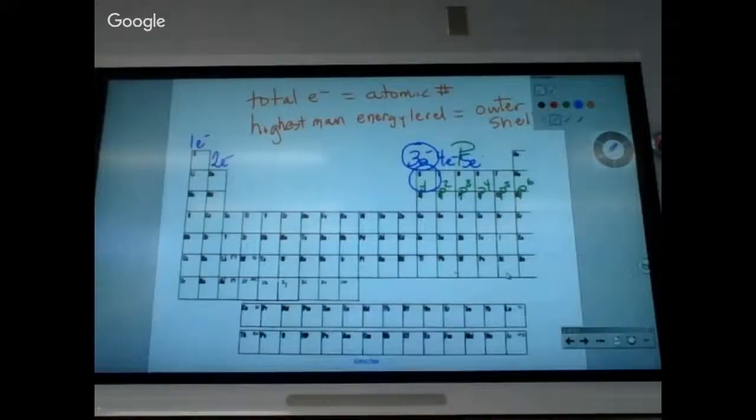Because you need to know how to figure it out on the test. Highest energy level. They don't remember the period. They don't remember the highest energy level in the period.